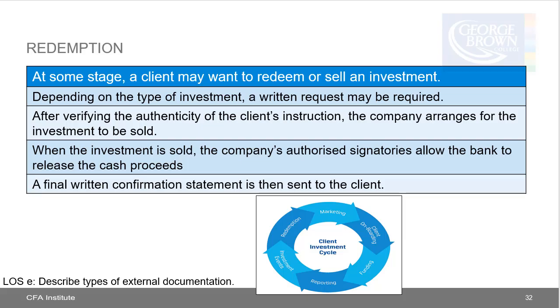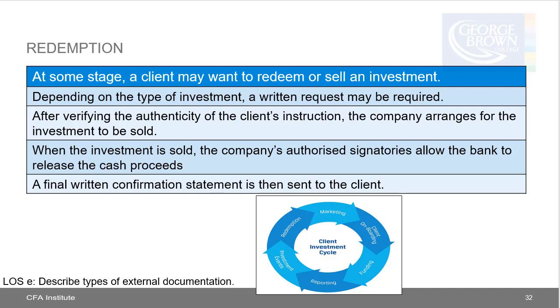So we're getting down to the last slide for this learning outcome statement. We're looking at redemption. We've looked at all the steps through the client investment cycle: marketing, client onboarding, funding, reporting, investment events. Now we're looking at redemption, and then we're going to do a quick practice question, then move on to the next learning outcome statement.